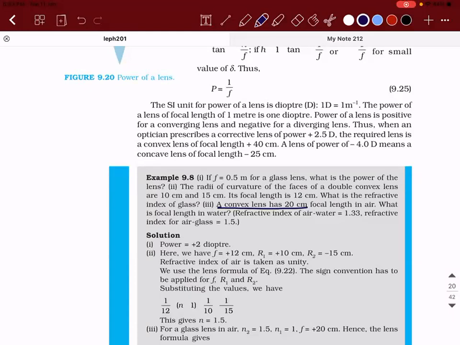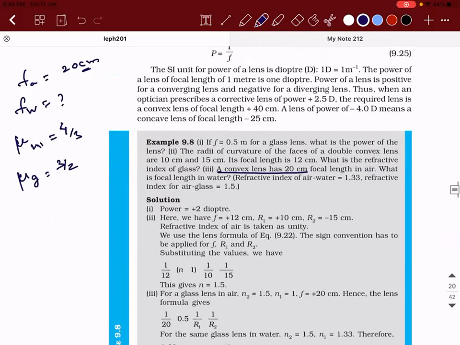Answer, guys. So the focal length of the lens in air is 20 centimeter. It's a convex lens, so it is positive. So what is the focal length in water? The refractive index of water is 4 by 3. The refractive index of glass is 3 by 2, that is 1.5. Right. So 1 by Fa is equal to (refractive index of glass minus 1) into 2 divided by R.